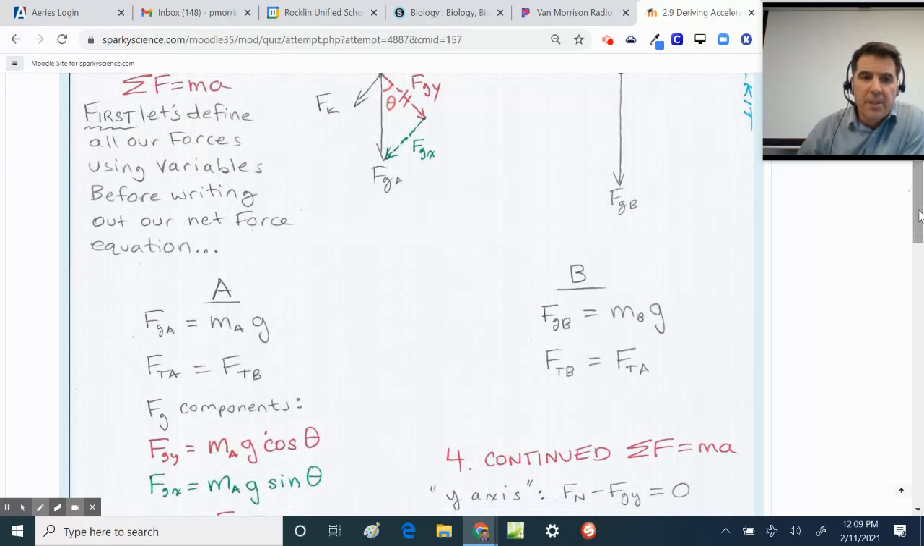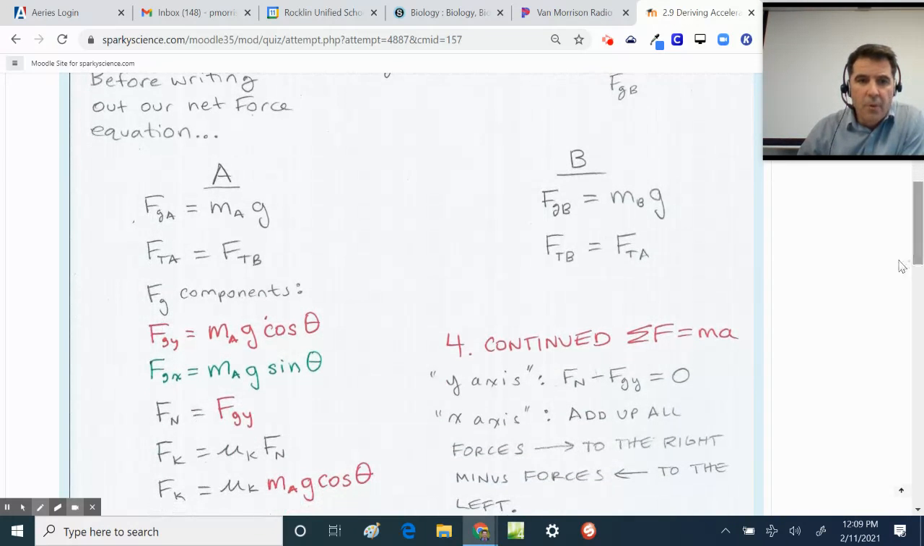Mathematically speaking, FGY is the cosine of theta times the hypotenuse, which is mag, which is FGA. The cosine of theta is the adjacent. And then this one, FGX, is the opposite, so it's sine theta times mg of A. Those mathematically will give me what I want for that. Okay, continuing on.